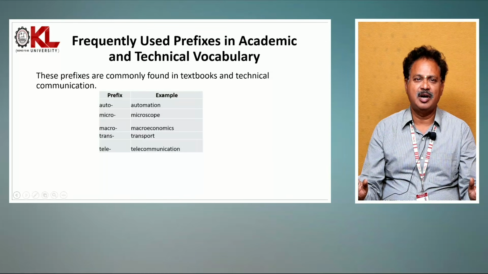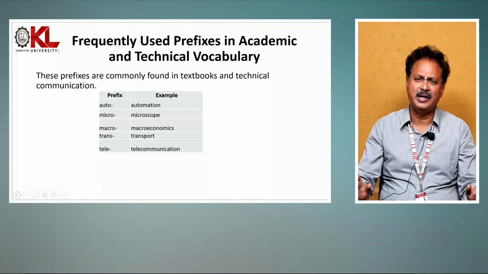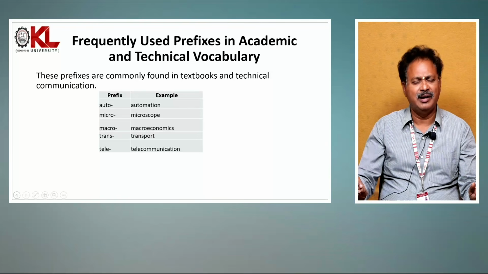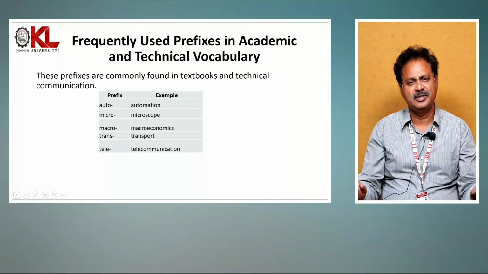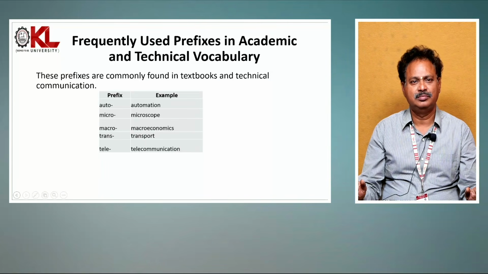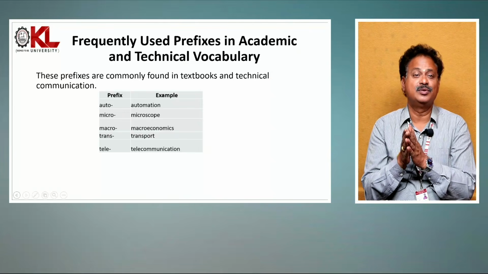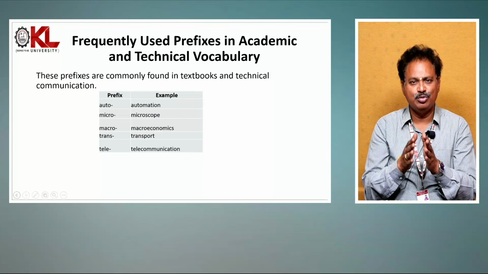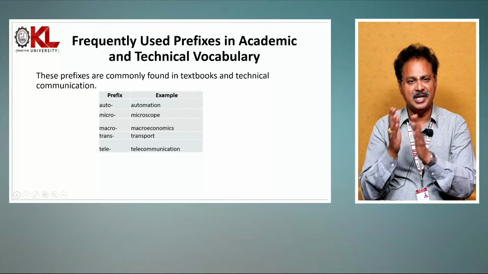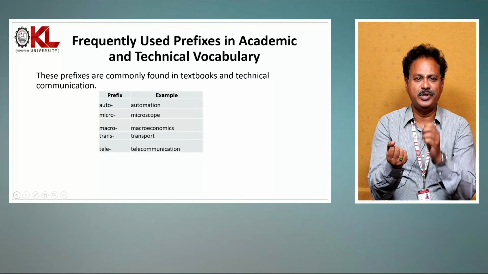These prefixes are commonly found in textbooks and technical communication. In any textbook, novel, reading, or even a newspaper, you come across prefixes numerous times. For example, auto, micro, macro, trans, tele are all prefixes, and based on the prefix the meaning changes. That's why you need to be well aware of prefixes besides root words, because the root word is constant and its meaning is changed by the prefix.